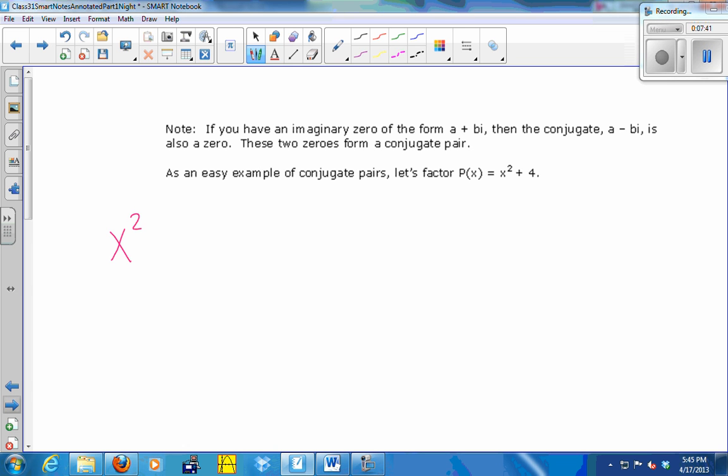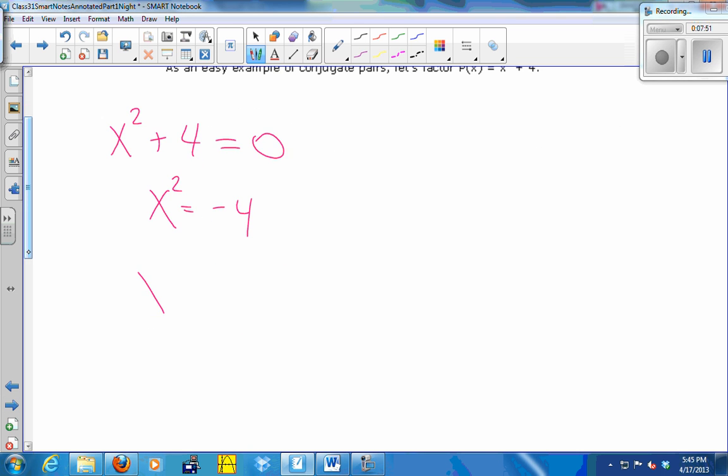So I say, all right, I'm trying to solve x squared plus 4 equals 0. I move the 4 over. I have x squared equals negative 4. I take the square root of both sides. And what is the square root of negative 4? 2i, plus or minus 2i.